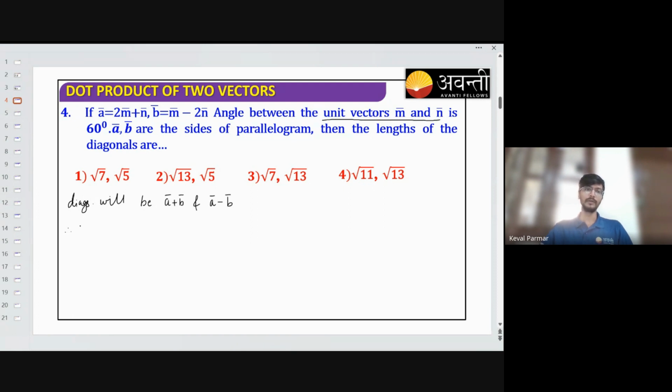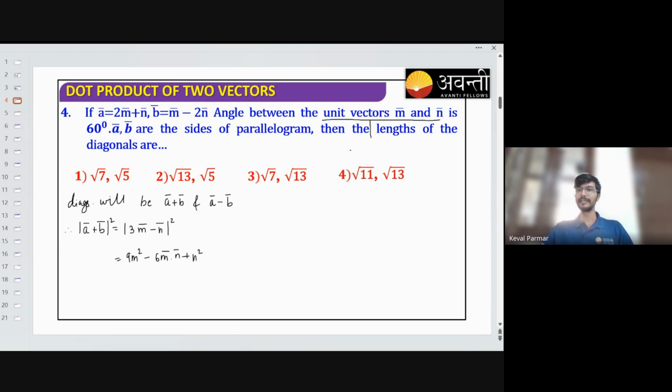So therefore, what will be the length of the diagonal? The length of the diagonal will be the magnitude of A vector plus B vector. What is the magnitude of A vector plus B vector? It is 3m vector minus n vector. Correct? Let us square it, because we know the formula. It will give you 9m square minus 6m vector dot n vector plus n square.